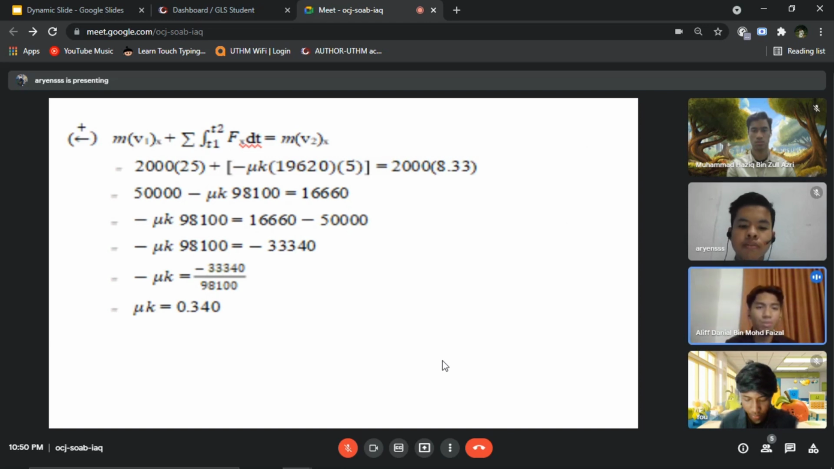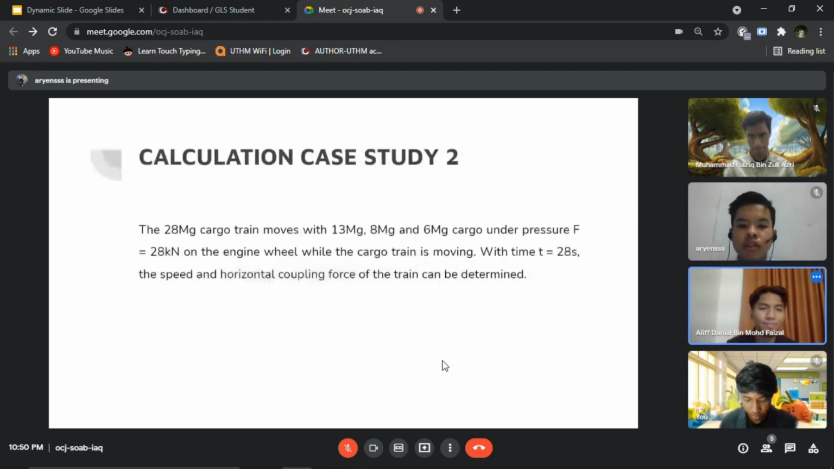Then the coefficient of kinetic friction of the car can be determined by completing the calculation using the formula mv1x plus the integral of Fx dt equal to mv2x. So the value of the coefficient of kinetic friction of the car is 0.340. So I think that's all from me. I will pass to the next presenter.